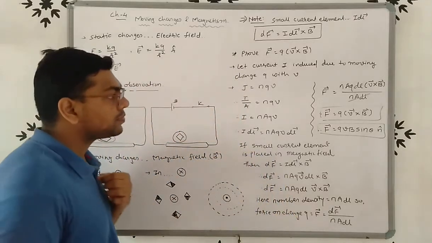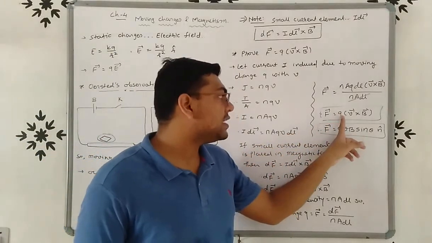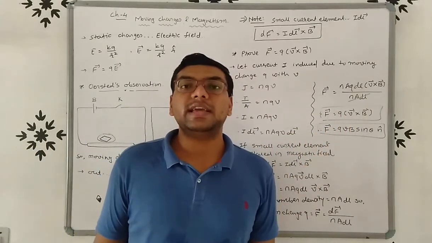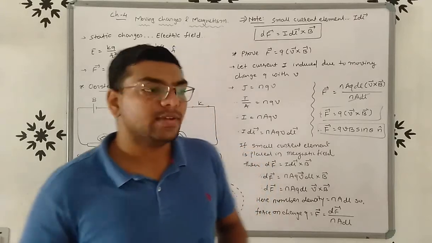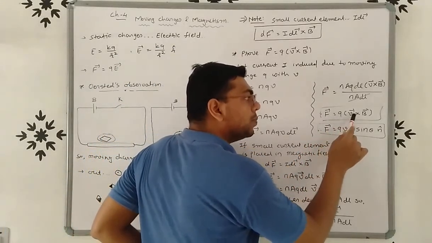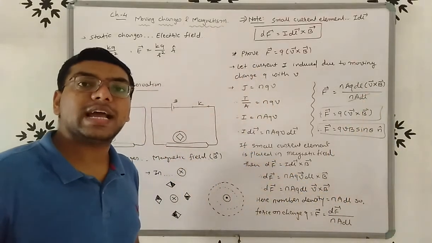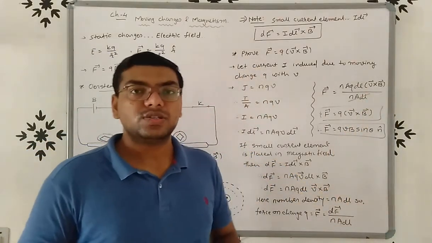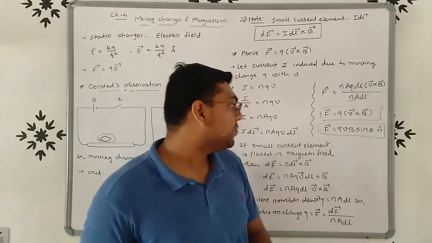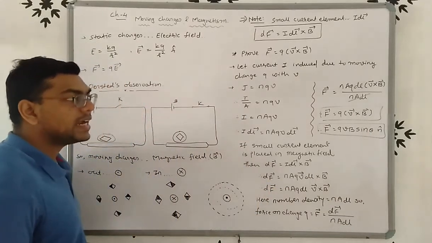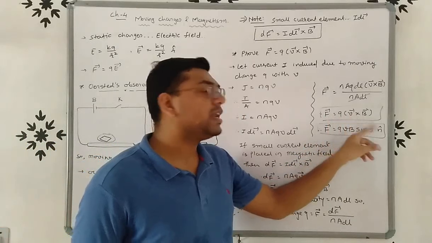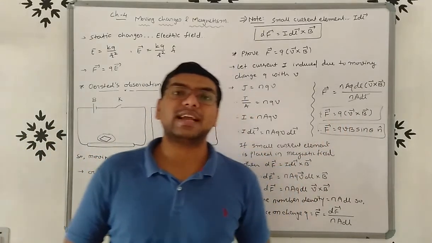The second feature is if the charge is positive, then vector F is equal to Q into V cross B. And if the charge is negative, then the formula will be F is equal to Q into B cross V, because the charge is negative. So instead of V cross B, we have to write B cross V. So this is the second feature.